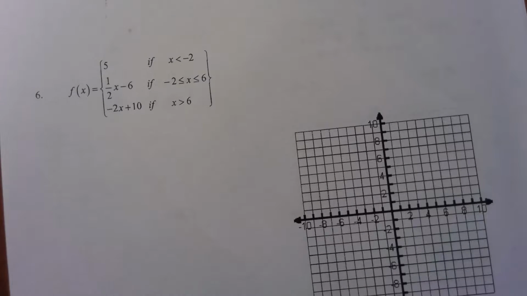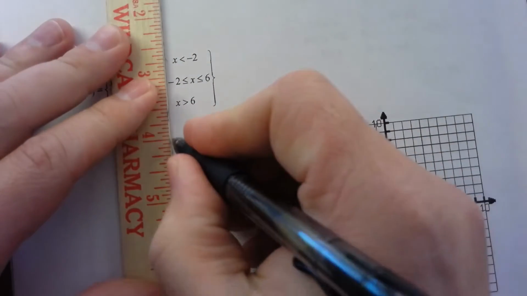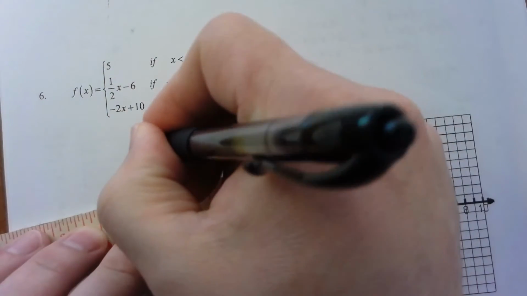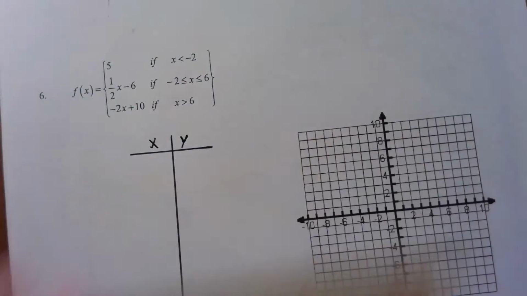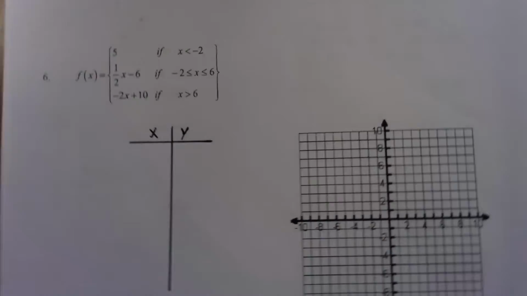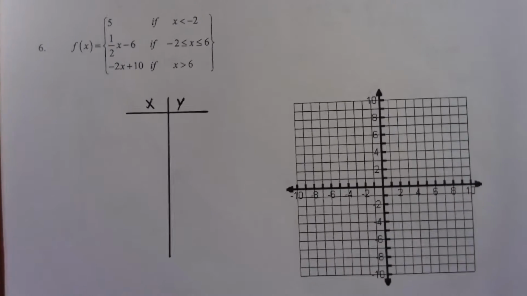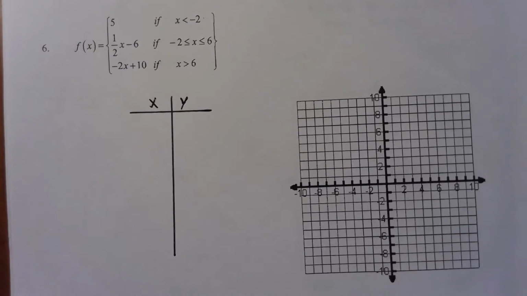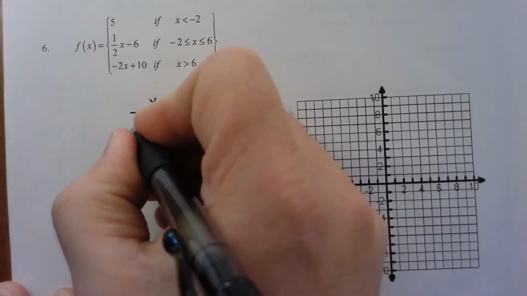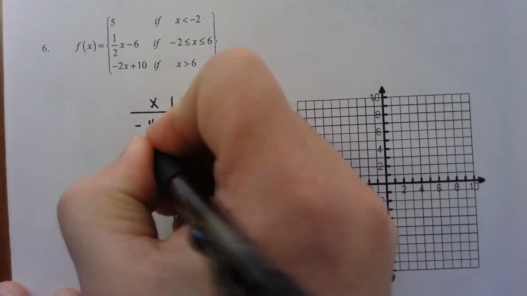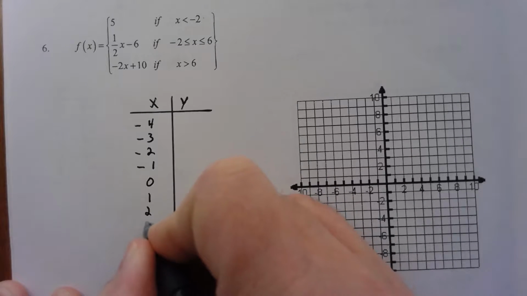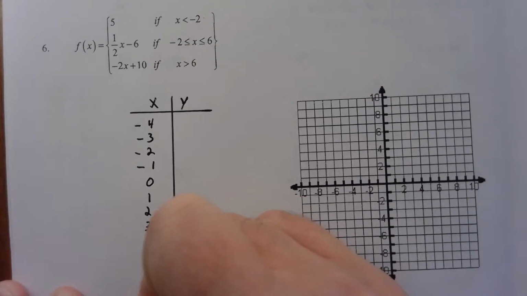So we're going to make a table, and I'm going to show you a trick to make your lives a little bit easier with doing these things. X's and Y's. So I need numbers between -2 and 6 on my table. So I'm going to pick a couple below -2. We'll go, I don't know, -4, -3. And then if we keep going, 0, 1, 2, 3, 4, 5, 6, 7.